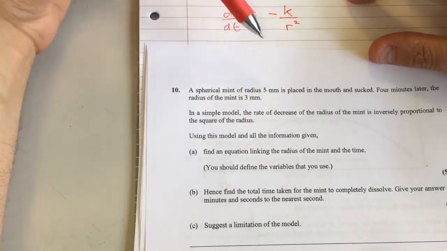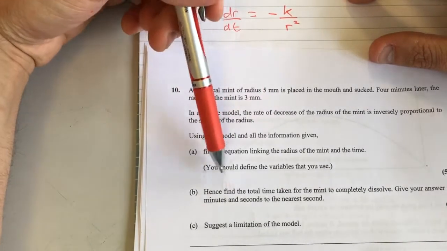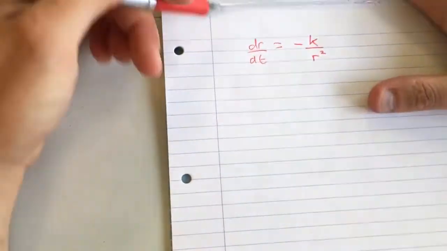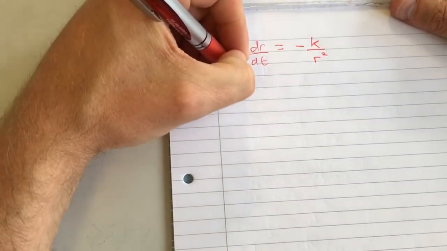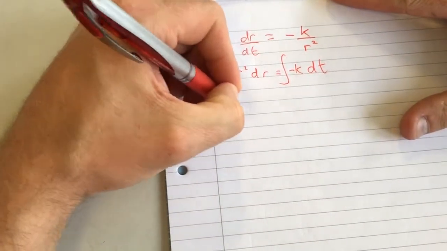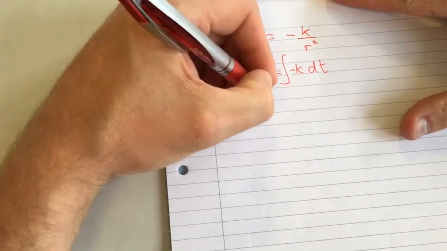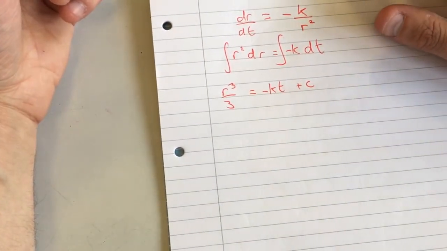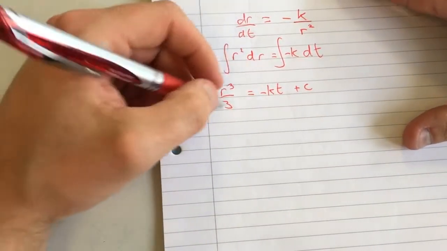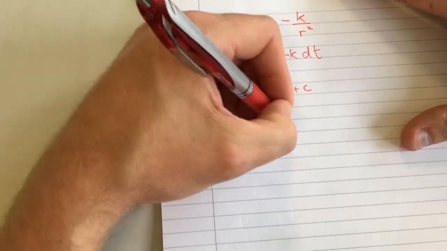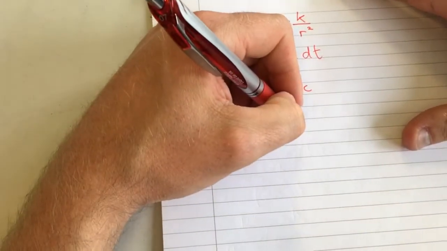So we need to go from this, integrate both sides to get this thing, and it says you should define the variables. There's actually a mark for defining these variables. So if we split this up, we're going to get all the r's here, all the t's here. So we get r squared dr equals minus k dt. Integrate both sides. r cubed over 3 equals minus kt plus c. And we want to find an equation for the radius. So if we times up by 3, r cubed equals minus 3kt plus c.